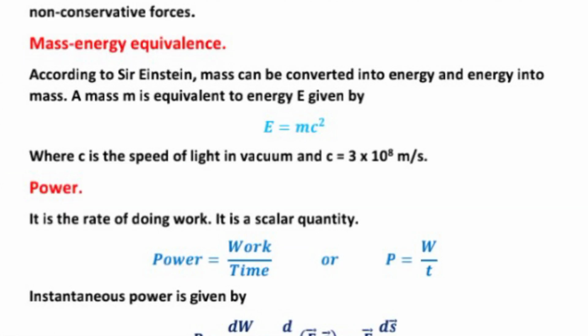Now the power. What is power? The rate of work done is called the power. SI unit of power is watt. Power equal to work upon time. P equal to W upon t.